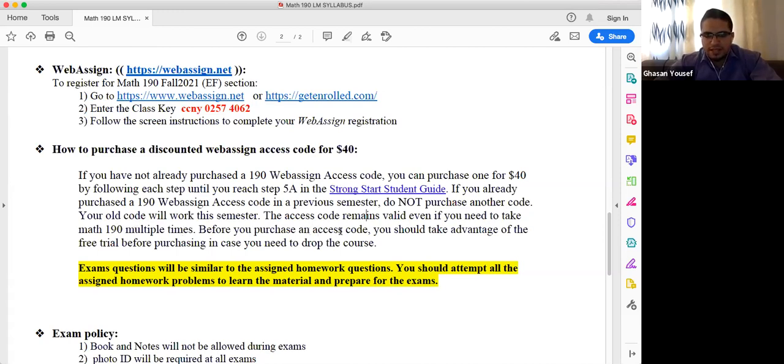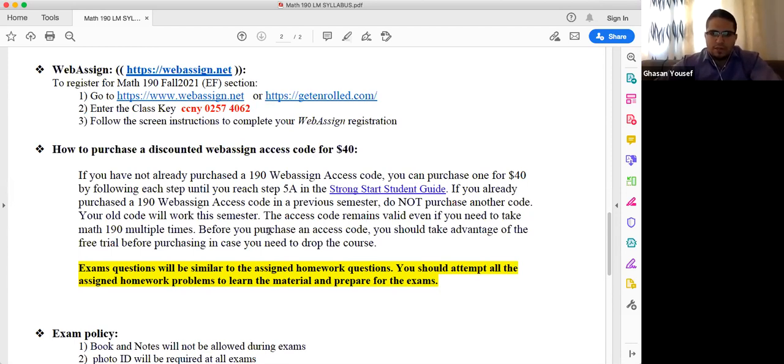Before you purchase an access code, you should take advantage of the free trial, in case you need to drop the class or the course. So you don't have to pay right away for the $40, because WebAssign gives you around 2 or 3 weeks to try it as a free trial before you pay. After the 2-3 weeks, WebAssign will lock you out and ask you to pay $40 to continue using it and to do the homework.